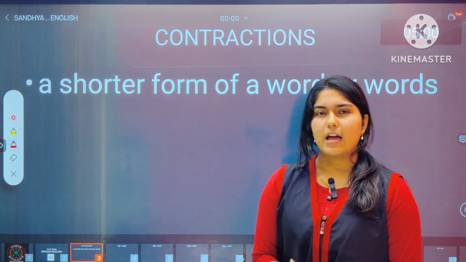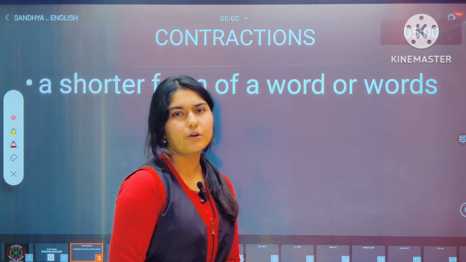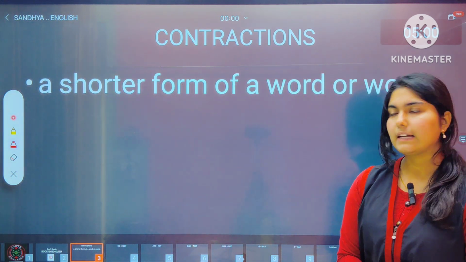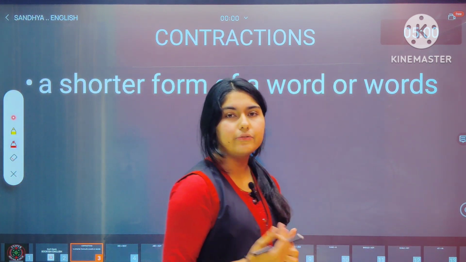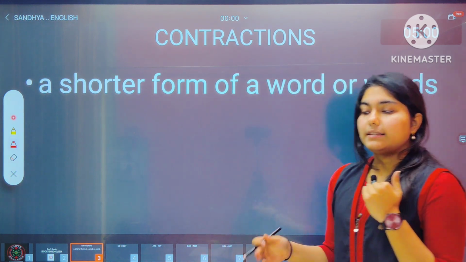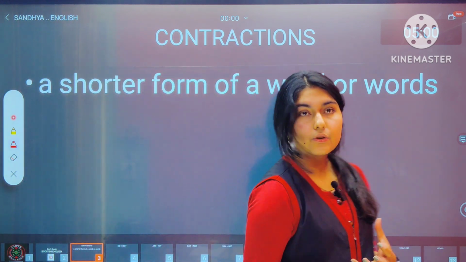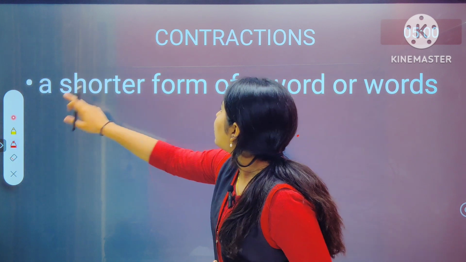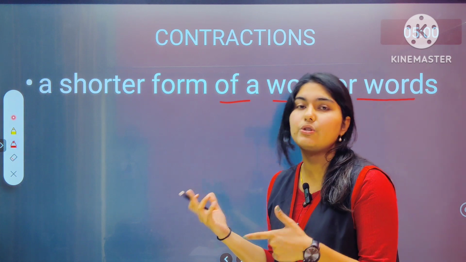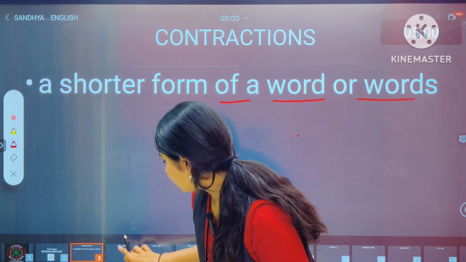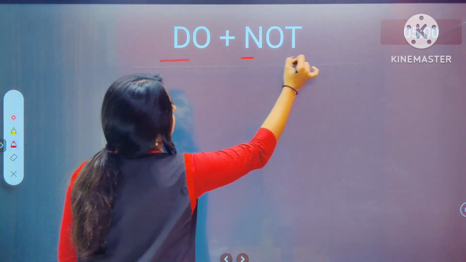So what is the meaning of contraction? Contraction is a process of making something shorter, right? This is what we have read, or you can Google it on your phones, right? So in the English language, similarly, we contract two consecutive words in a sentence, right? And that makes your English, your sentences, your conversation fluent. Okay? So here it is written, you can see a shorter form of a word or words. Right? So this is the thing which we are going to do in our video. Let's just move to our first contraction, which is do plus not.